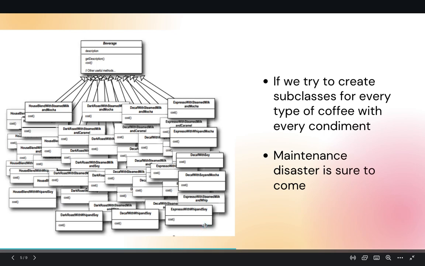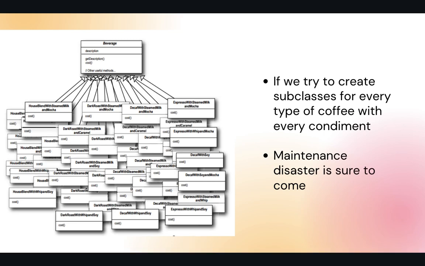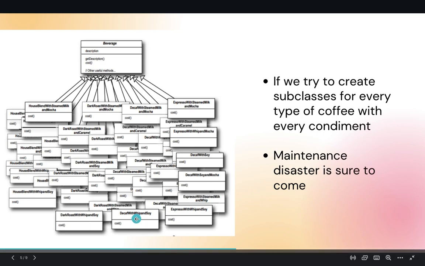So, they create subclasses for every type of coffee combined with every condiment. So it creates a disaster. How can you maintain this? I mean, if we have a new type of coffee, if we have a new condiment, then we have to calculate the cost, and then we have to put them in. It is very inconvenient.